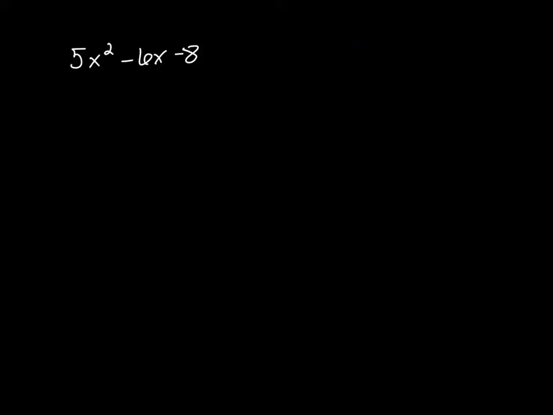All right, another example. Remember, first thing we want to do is identify A, which is 5, B, which is negative 6, and C, which is negative 8. And then A times C would be 5 times negative 8, which is negative 40. We have a negative again, so our signs need to be different again. But this time, B is negative, so we want the larger number negative. That way when I add them together, I get a negative answer.